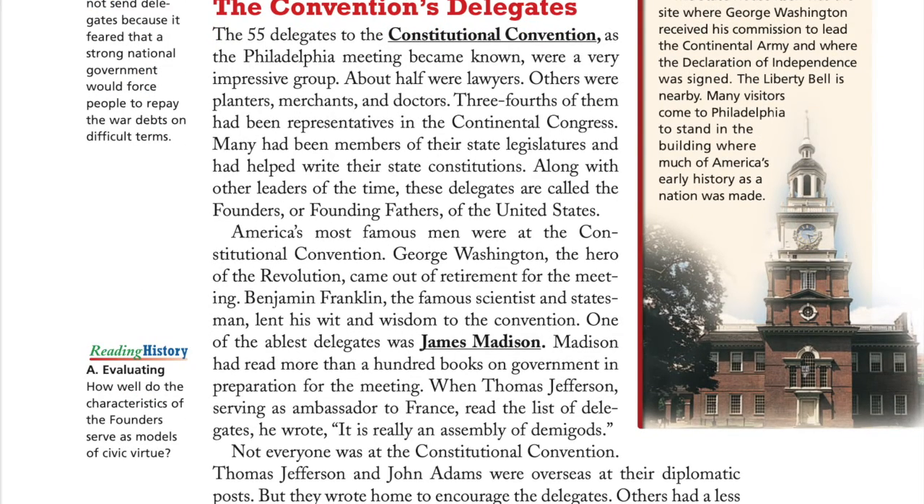The convention's delegates. The 55 delegates to the Constitutional Convention, as the Philadelphia meeting became known, were a very impressive group. About half were lawyers. Others were planters, merchants, and doctors. Three-fourths of them had been representatives in the Continental Congress. Many had been members of their state legislatures and had helped write their state constitutions. Along with other leaders of the time, these delegates are called the founders or founding fathers of the United States.